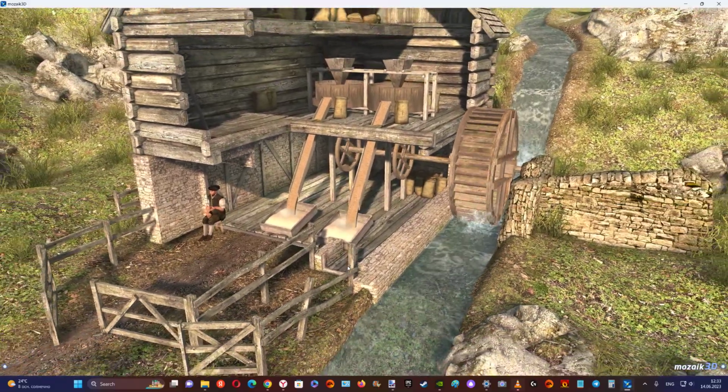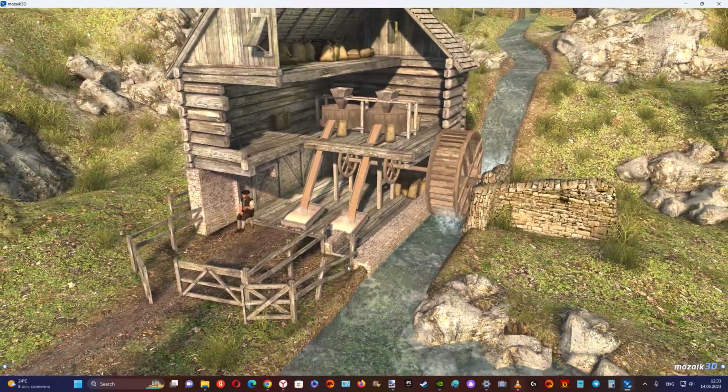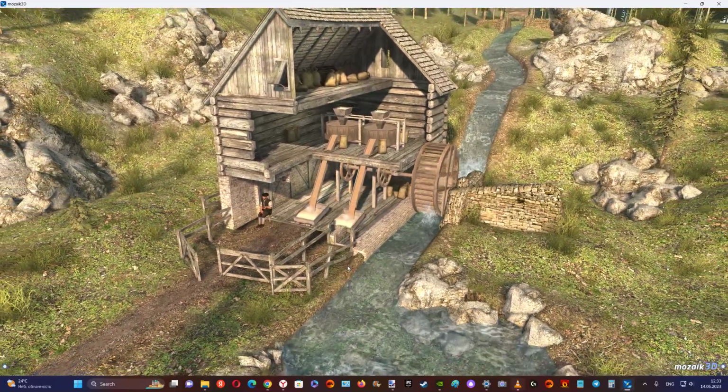Water wheels were most commonly used in grain mills, but they were also found in iron forges, sawmills, and mines.